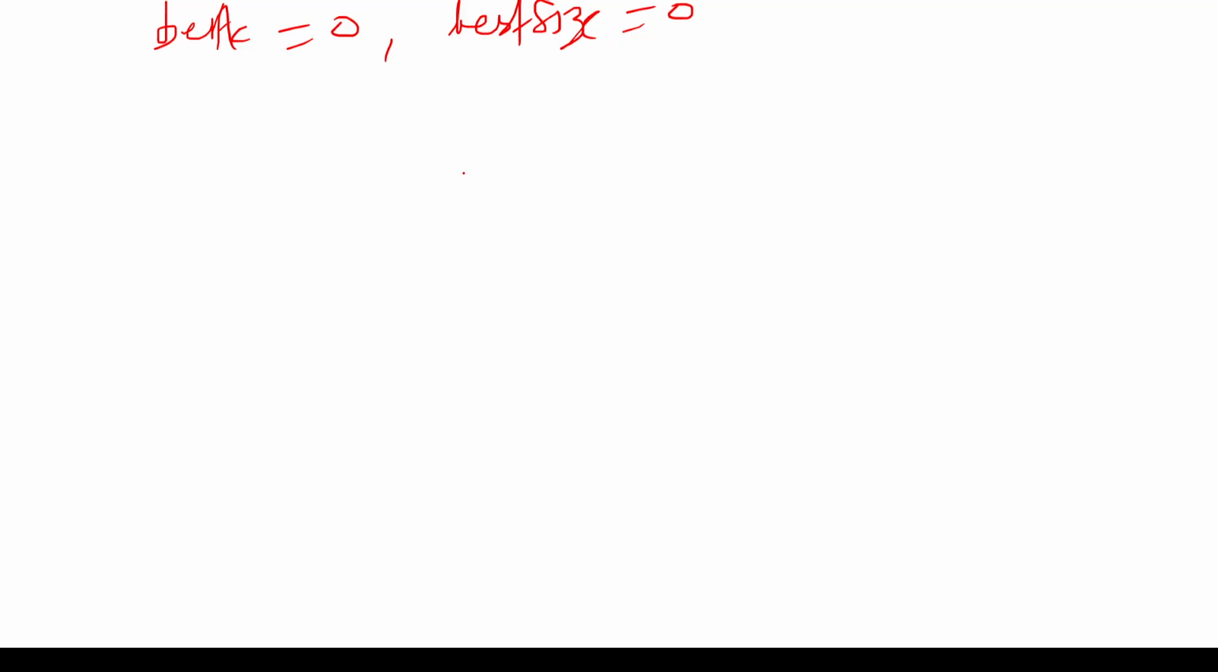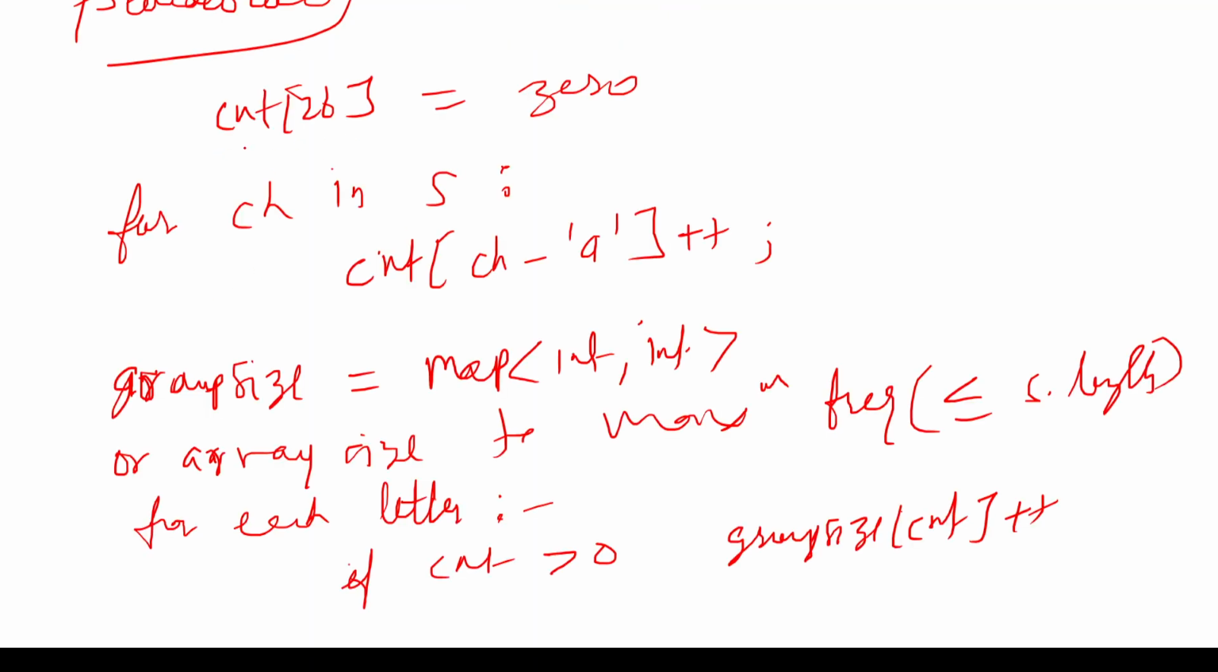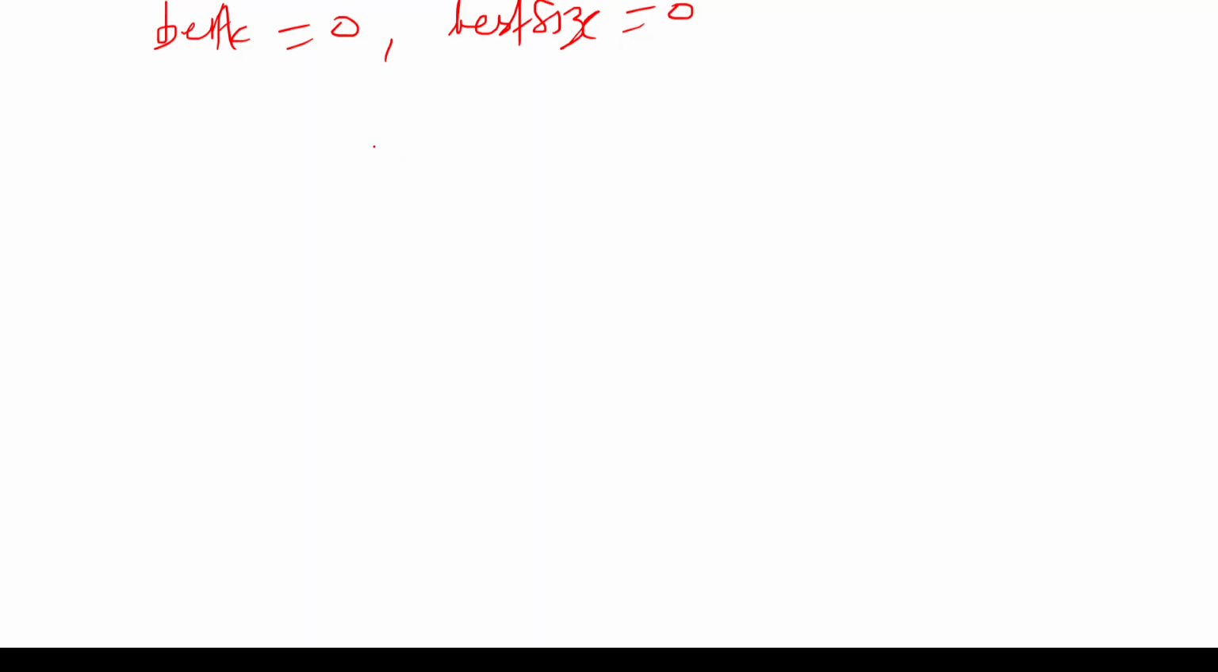Okay, let's go back. Very first, we get the count array of 26 characters, initialize it as 0, and for each character in the string we increase the frequency. Group size is a map of int to int, or we can say an array whose size is nothing but its length. For each letter we check if count is greater than 0, and we increase the group count plus plus. Understand?